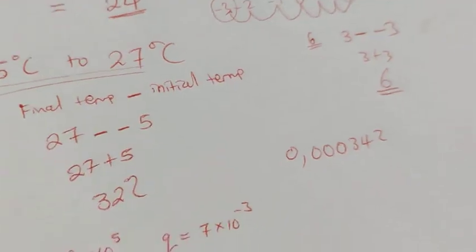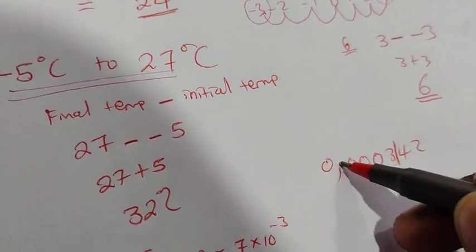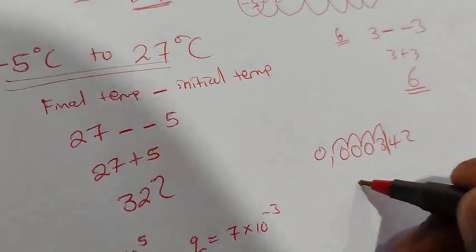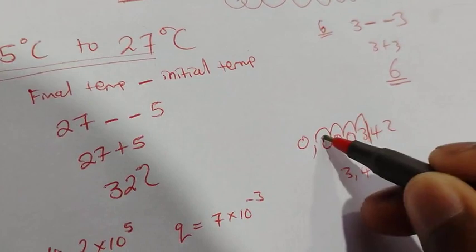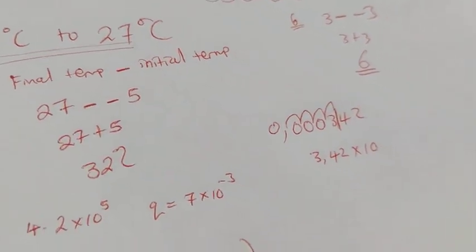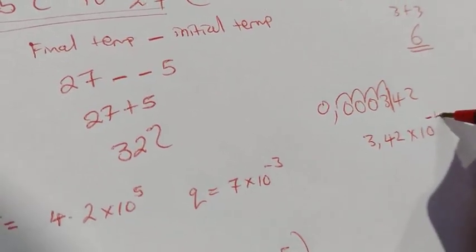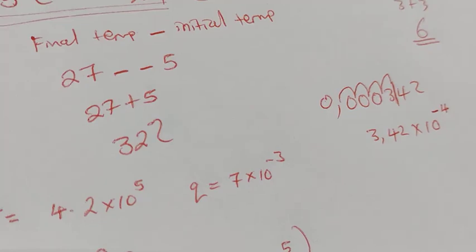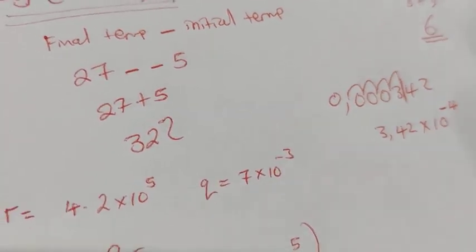0.00342 in standard form. So we are moving our comma at this position. Let's move it 1, 2, 3, 4. So it's 3.42 times 10 to the power. We moved 4 times, but we are moving to the right side and your power is negative. But if you are moving to the left side, your power is positive. It will be positive, right?